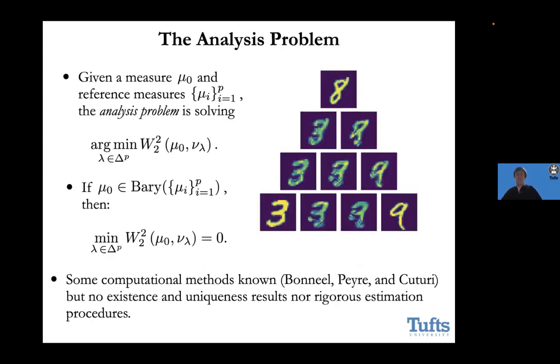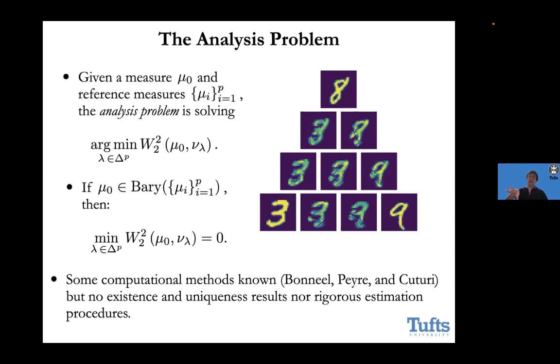So the question we're interested in is the dual problem to the synthesis problem. Synthesis says you give me the measures and the coefficients and tell me how to construct the thing. Here I'm saying you give me one measure and the references, and I want to learn the coefficients. So I want to minimize over the coefficients associated to all the things in a particular set of barycenters that's generated from a fixed set of known measures. And I have my observation mu 0. So this is like decomposing mu 0 with respect to the reference measures here.